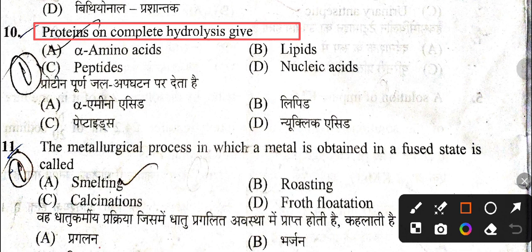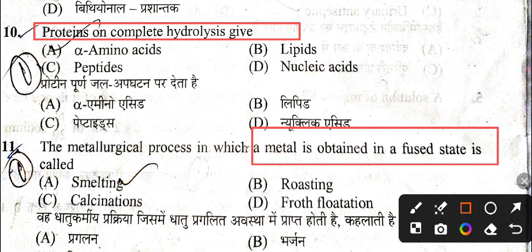Next, proteins on complete hydrolysis give, so amino acid से बनी होती हैं and on hydrolysis they give amino acid. The metallurgical process in which a metal is obtained in a fused state, so it is called smelting. What is roasting and calcination? So calcination, it is the heating of any ore in the absence of the air and it is used for carbonate ores, whereas roasting, it is heating up a metal or ore in the excess of air and it is used for sulfide ores. Froth flotation, it is a concentration method. So option number A, that is smelting, is the right answer.